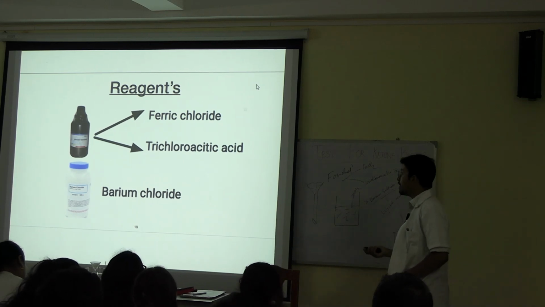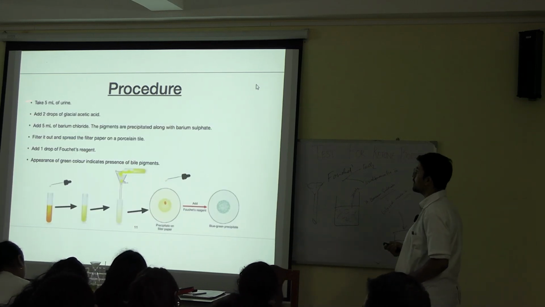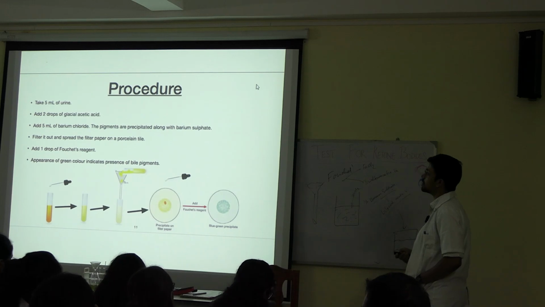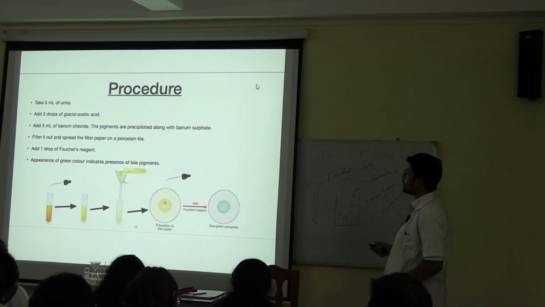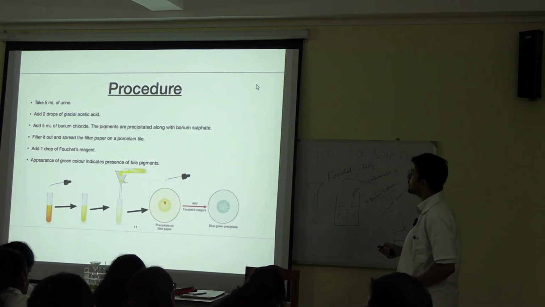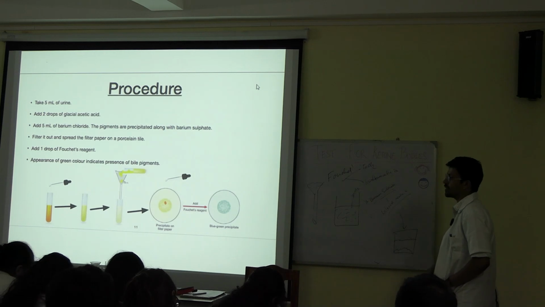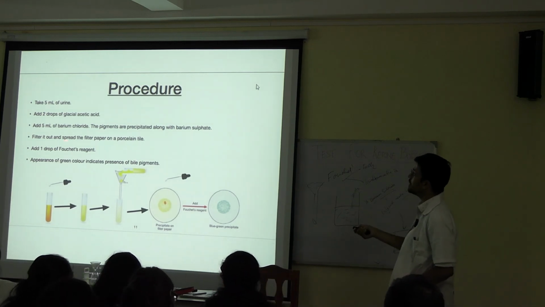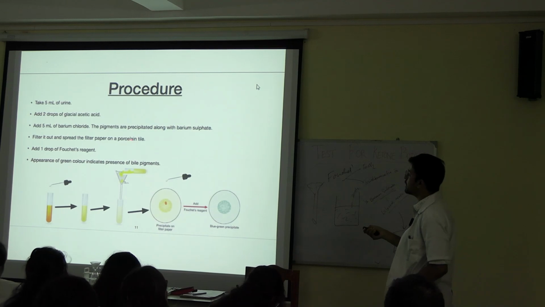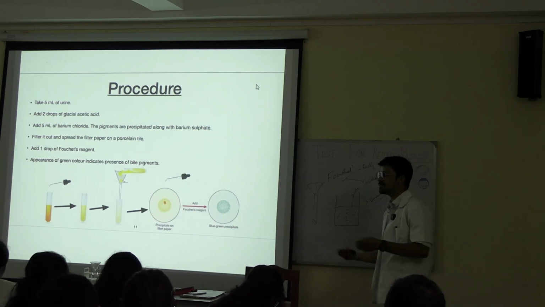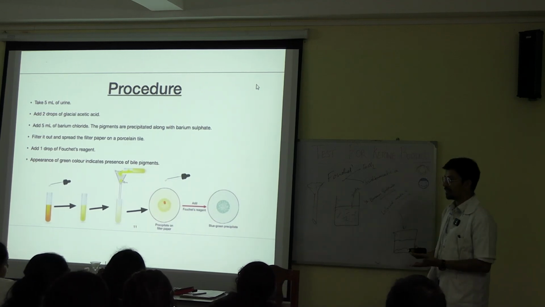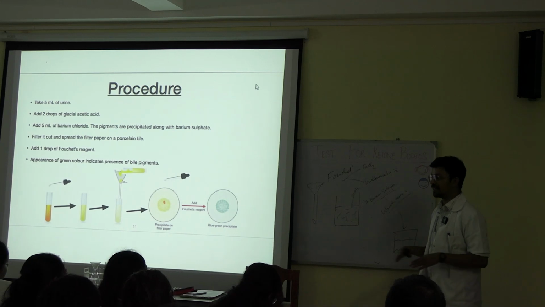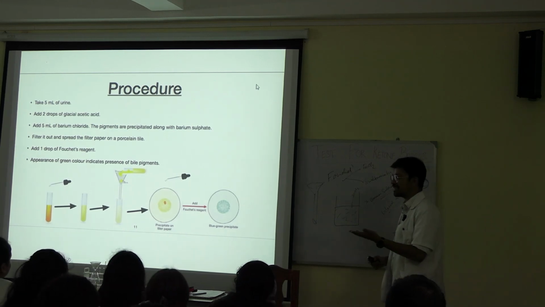That's all. Now, the procedure. Take 5 ml of urine, add 2 drops of glacial acetic acid into it, and 5 ml of barium chloride, and the pigments are precipitated along with the barium sulfate. Whatever I have already explained is written over here. Now filter it and spread the filter paper on a porcelain tile. Whatever you are keeping it on should be clean and white, so that you can see the color change.